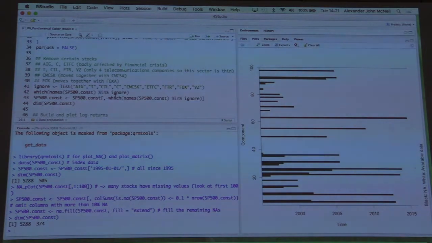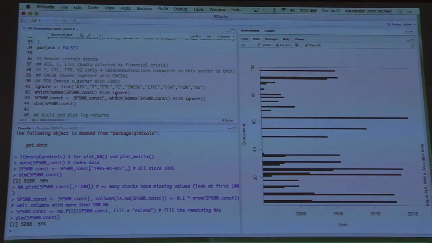I'm removing the telecoms because this is a very thin sector. The kind of fundamental factor model I will fit will be based on industry sector. And telecoms is the thinnest sector. There are only 4, so I've thrown them out. Not absolutely necessary. And then there are a couple of names which basically move together. So there's a CMSA and there's CMCSA and CMCSK. They essentially move together. So I throw those out.